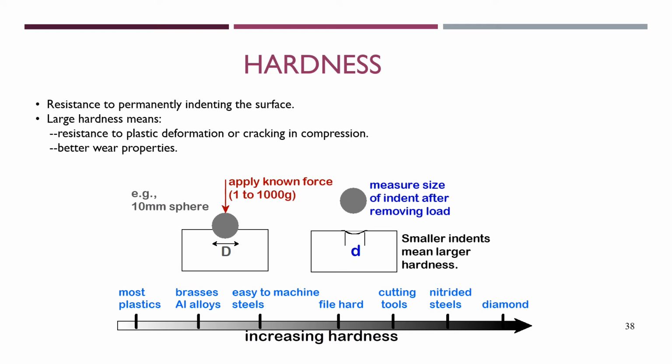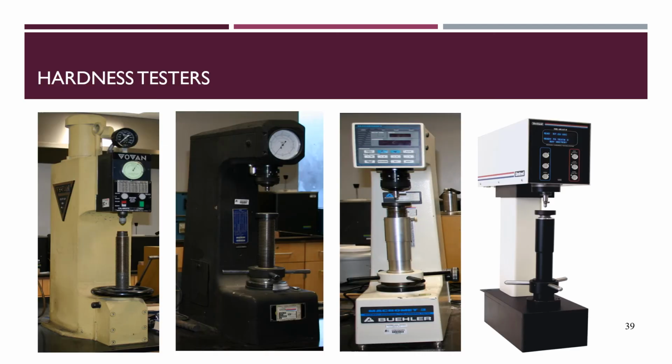So for example here, there are materials with increasing hardness, and of course diamond is the hardest material in the world, and that's why there is a saying that diamonds are forever. And of course, as you can see here, most plastics are softer in terms of hardness.